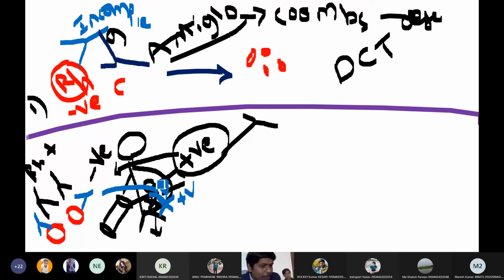By the way, let me tell one very, very important thing. These antibodies are IgG antibodies. These mother-developed antibodies are IgG antibodies. Now tell me students, what antibodies will cross the placenta? Do you remember what type of antibodies will cross the placenta? IgA or IgG? IgG, right?